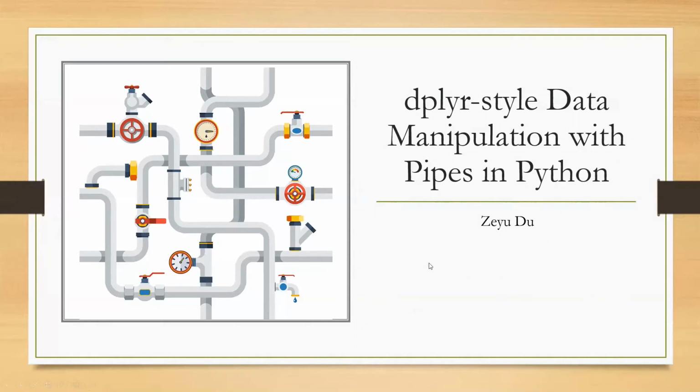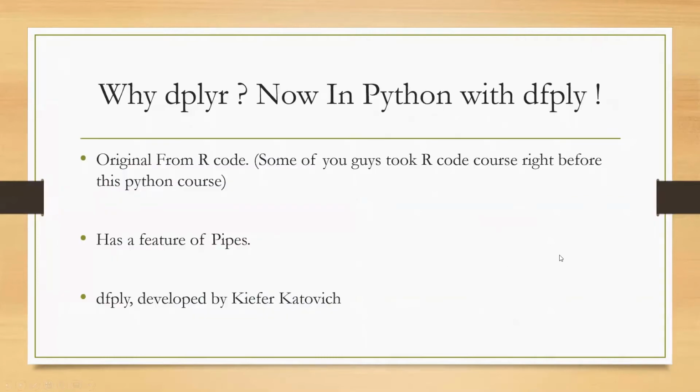Hello everyone. Today my topic is dplyr-style data manipulation with pipes in Python. I think half of our classmates have taken the R code courses right before this Python course, so I chose this topic. For those who aren't familiar with dplyr, I would say it has a feature called the pipe, and you can use this pipe to manipulate the data.